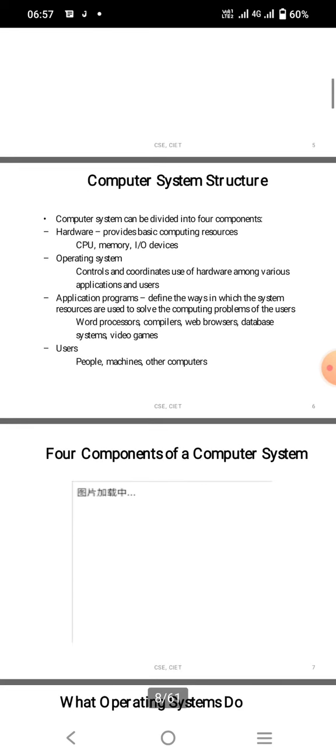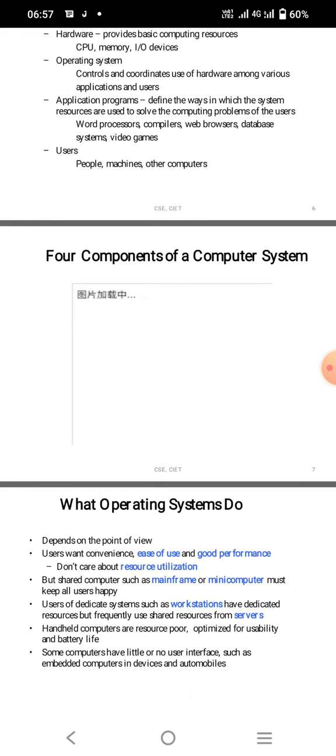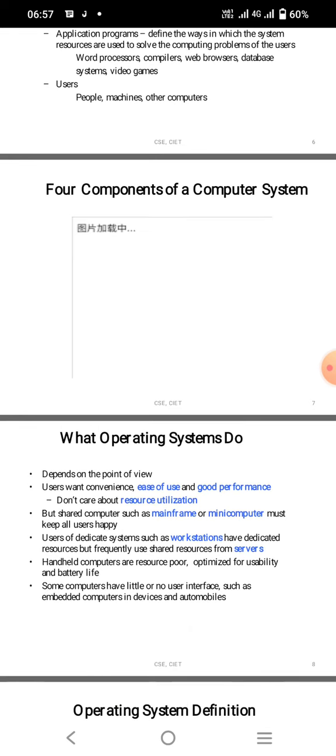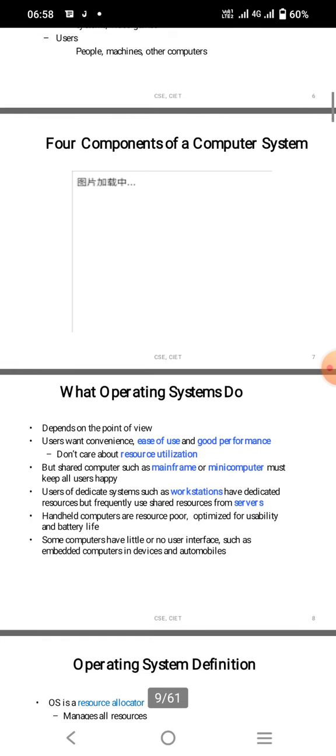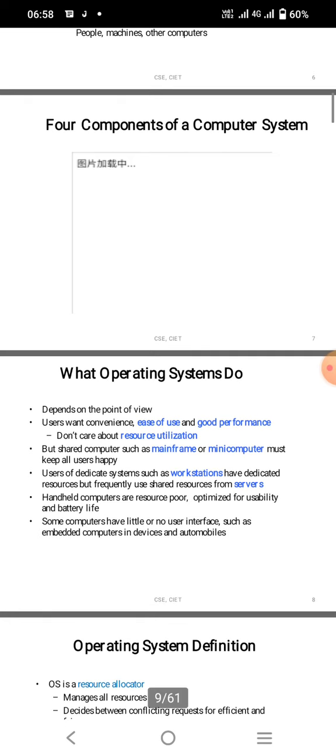Next is what operating systems do. It depends on the point of view. Users want convenience, ease of use, and good performance. They don't care about resource utilization. But shared computers such as mainframes or minicomputers must keep all users happy. Users of dedicated systems such as workstations have dedicated resources but frequently use shared resources from servers.